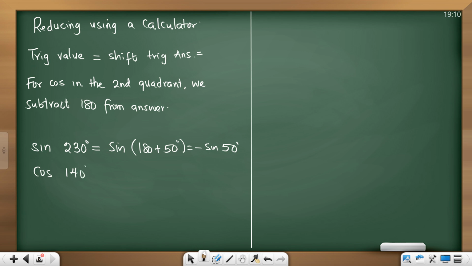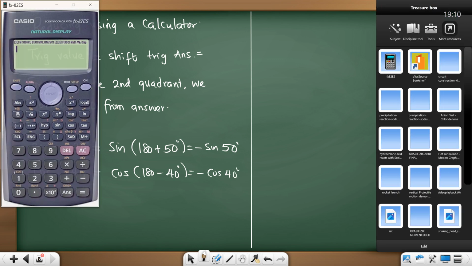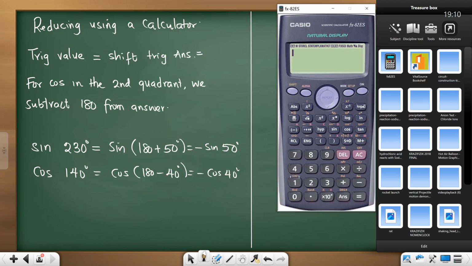Look at cos 140. It's in the second quadrant, which is 180 minus 40, and cos is negative. I said for cos, when it falls in the second quadrant, if I do the same thing, cos 140 equals to shift cos answer, it's still giving me 140, and I don't want the 140. What did I say? Subtract 180. So I'll say minus 180. Check my answer, -40.